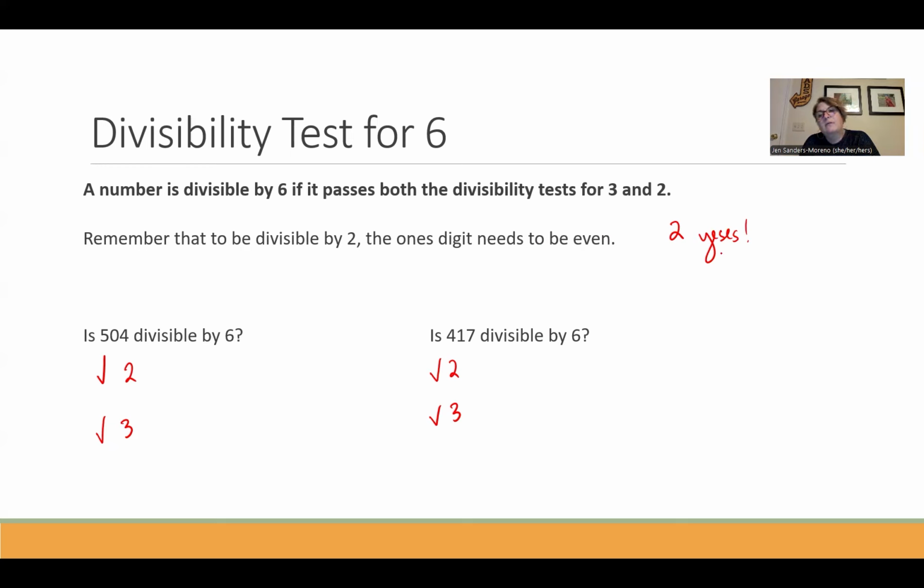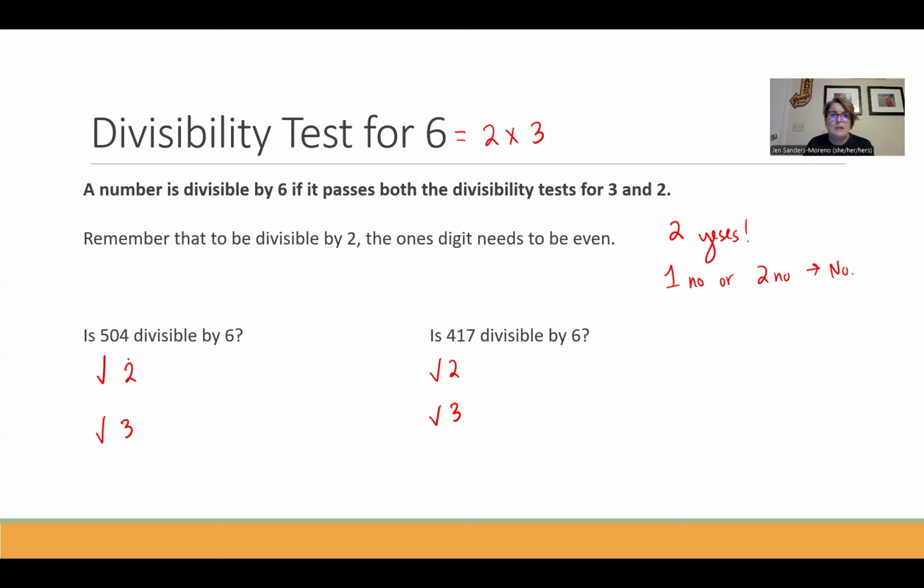Okay. That looks weird, but we'll go with it. If you get 1 no or 2 no's, it's a no. Not divisible by 6. Okay. So we need 2 yeses, a yes to 2 and a yes to 3 to get a yes for 6. And for those who are wondering, why 2 and 3? That's why. 6 is 2 times 3. So the divisibility test for 6 is to just pass both. Okay, so let's try it.